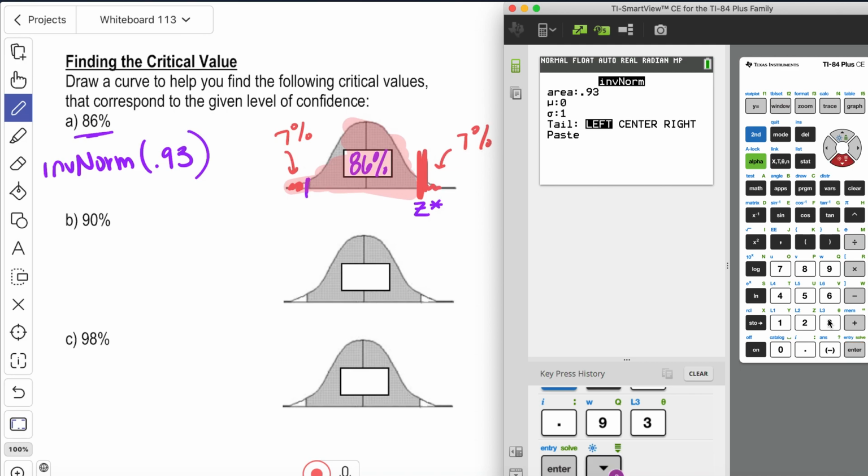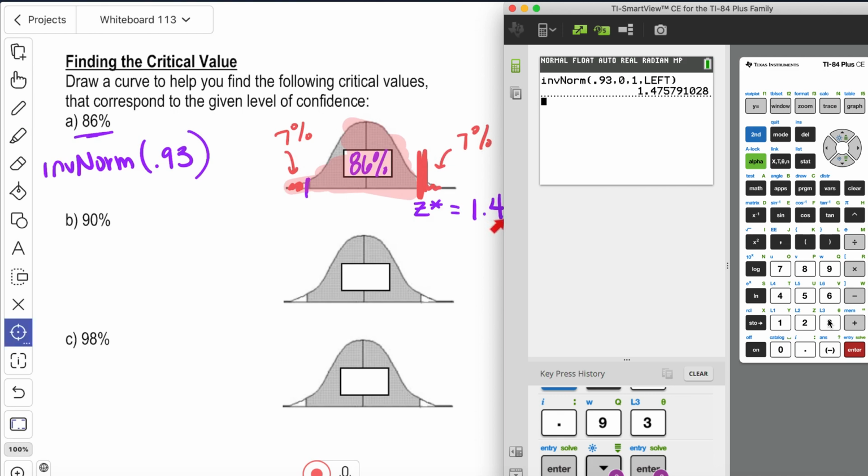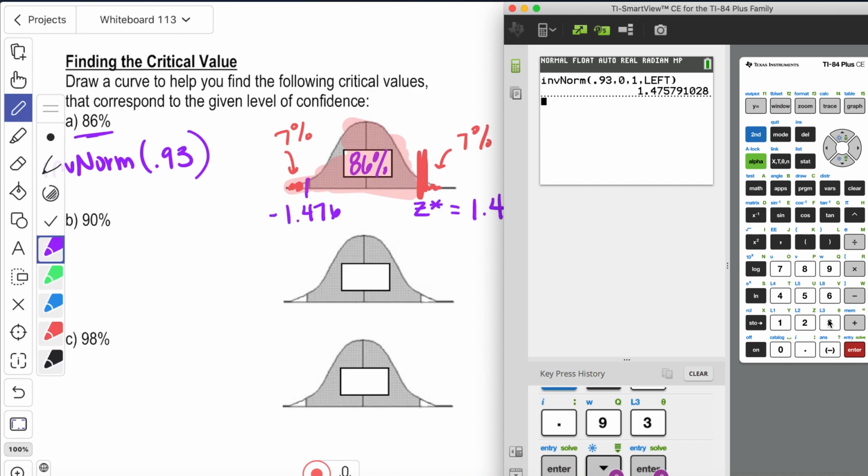And if you don't see this left, center, or right, you don't need that. Just worry about the mean 0, standard deviation 1. Or if you don't have any of that, you have to type it in like this. If you press enter, the z-score that corresponds to this is 1.476. And so really what this means is that in between the values of 1.476 on the right-hand side and, it's symmetric, so this is negative 1.476 on this side, lies 86% of the values.